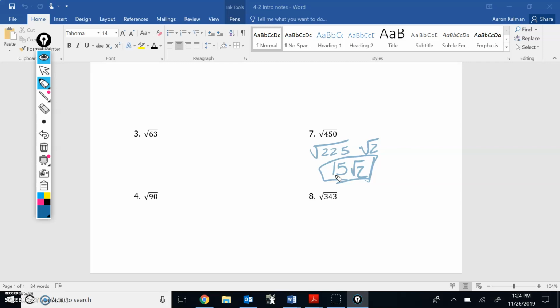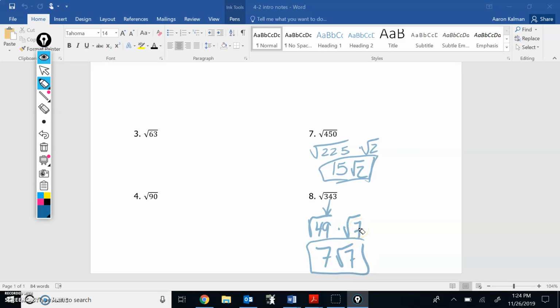those big perfect squares. And then 343, the biggest perfect square that goes into that one, I'll let you think about that. Take a guess. It is 49. It's actually 49 times 7. So the square root of 49 ends up being 7, and you leave the other number just like that.